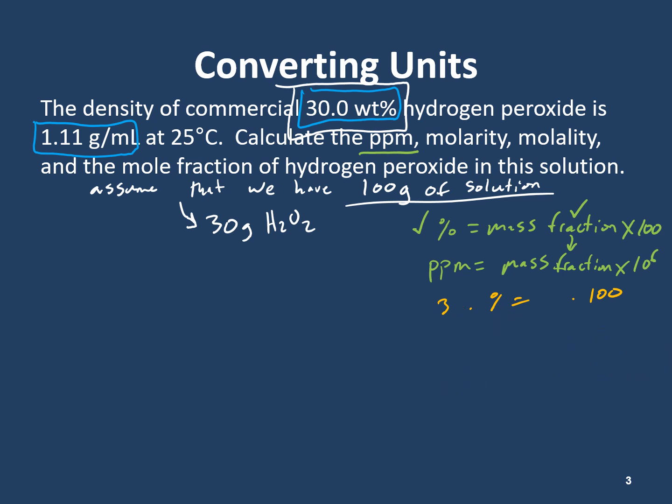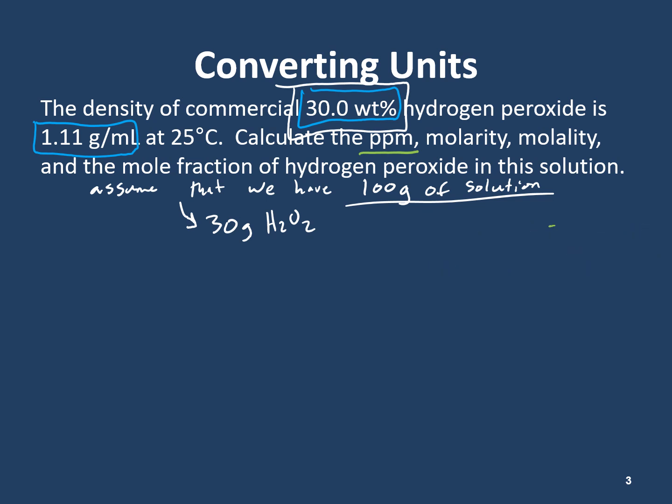So next we want to go to molarity. Now the next thing we want to do is kind of like we did in the last example with parts per million. We want to figure out what we need to calculate molarity. We know molarity is moles of solute, in this case H2O2, over liters of solution.